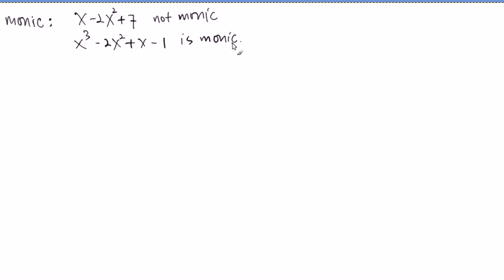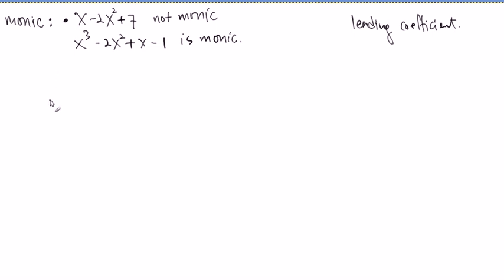Monic. Does anyone know what a monic polynomial is? This polynomial is not monic: x minus 2x squared plus 7, not monic. But the following polynomial is monic. Remember what a monic polynomial is? It is about leading coefficients. What is a leading coefficient? What is the leading coefficient of the first polynomial?